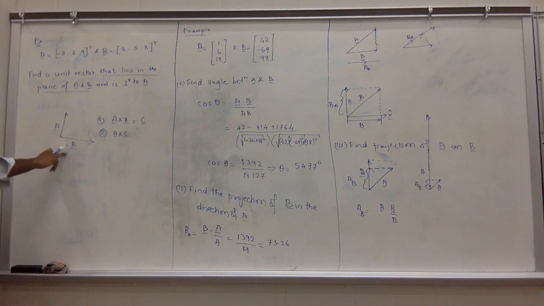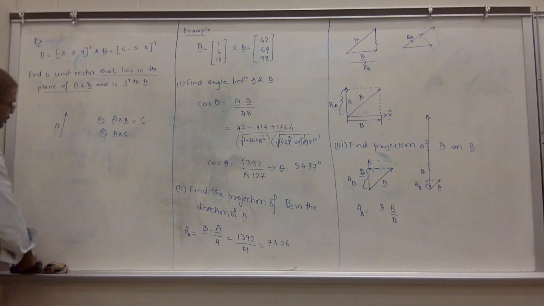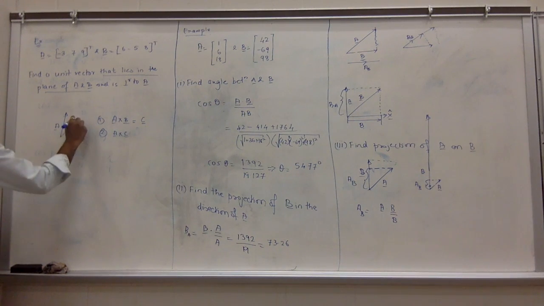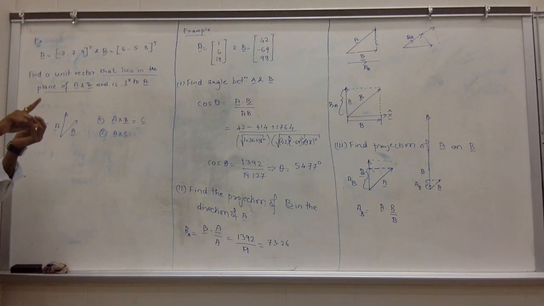B is not necessarily perpendicular to A. It doesn't mention there that B is perpendicular to A. So it's not. Think about this. So now we have the same thing. You have this thing, right? Your C is in this direction, your A is in this direction.